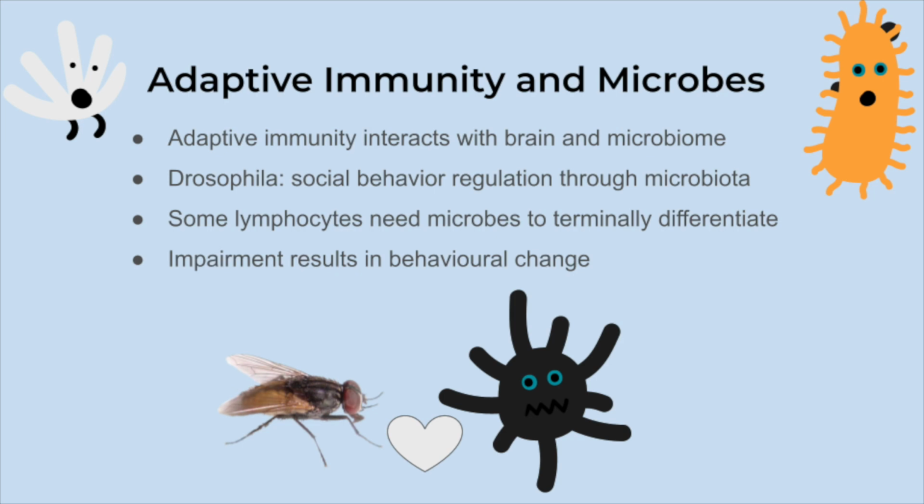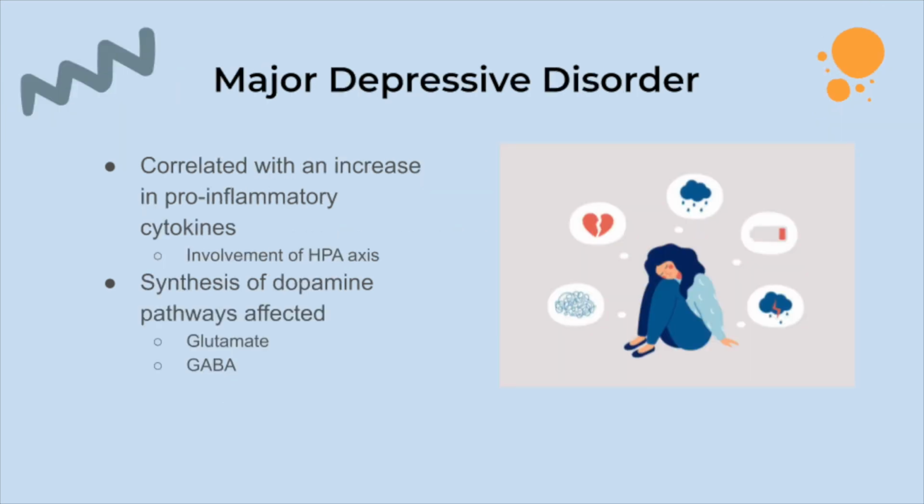These abnormalities were corrected with microbe exposure. Although further research is needed, the link between the immune system and microbiome and the brain clearly impact many aspects of human health. With all the different factors mentioned, the gut-brain microbiota axis can play a role in the development of mental health disorders. One such example is major depressive disorder. Major depressive disorder is correlated with an increase in pro-inflammatory cytokines. This change causes hyperactivation of the HPA axis.